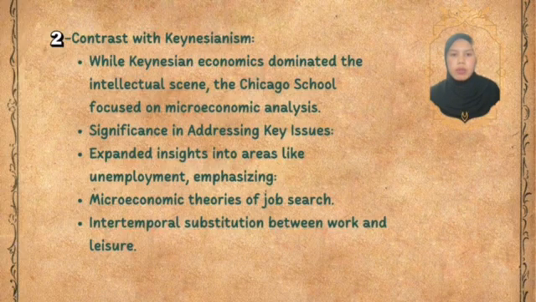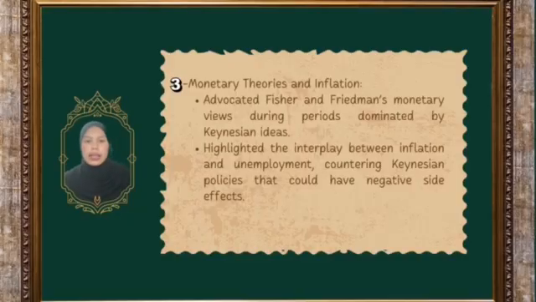This perspective was essential in offering a more detailed understanding of unemployment and labor economics. Another significant contribution of the Chicago School was its focus on monetary theories. Influenced by economists like Irving Fisher and Milton Friedman, the school emphasized the relationship between inflation and unemployment. During the 1970s and 1980s, when rapid inflation captured national attention, the Chicago School's insight became especially valuable.